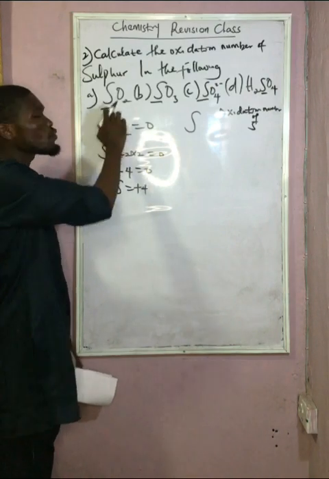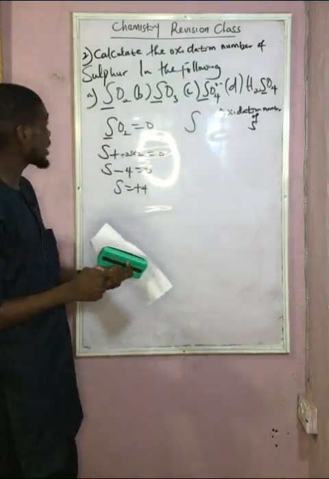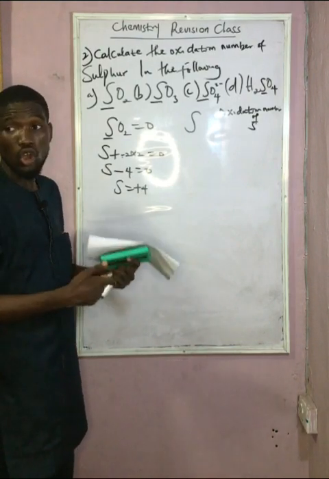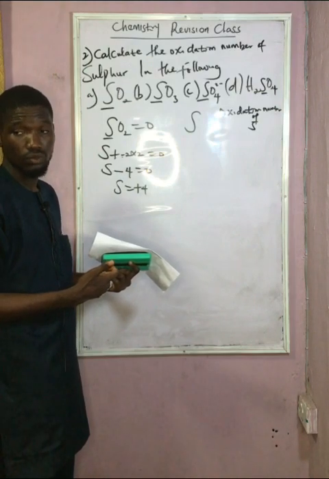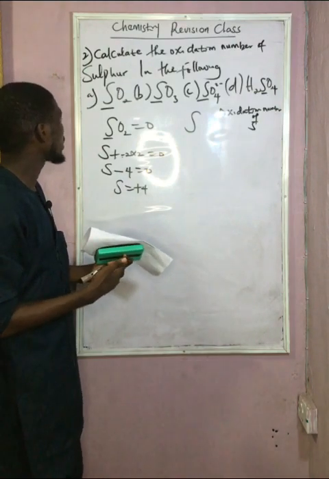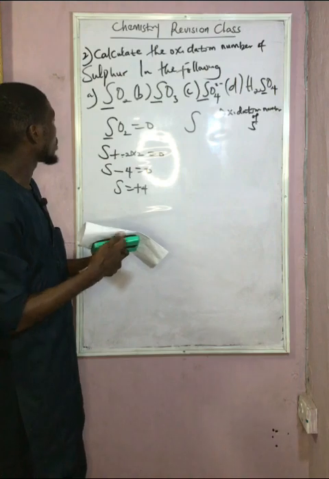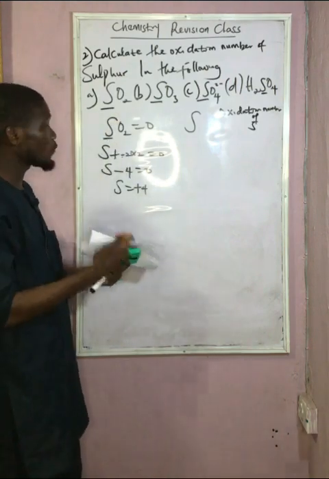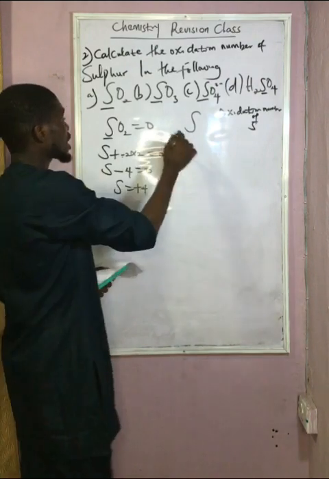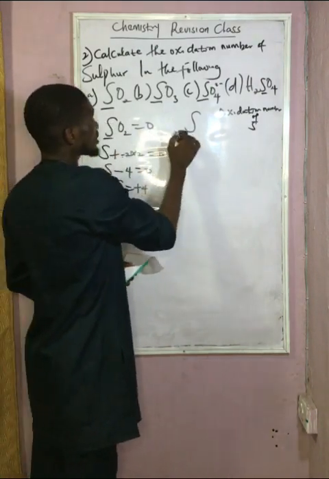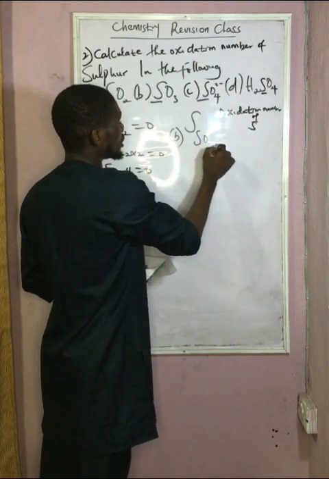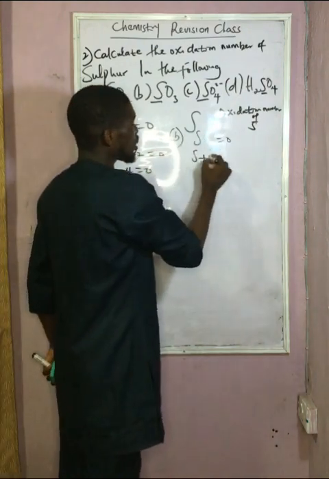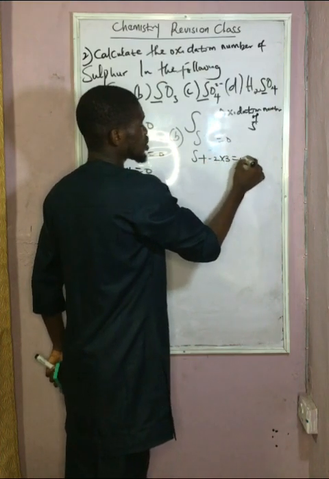Plus 4. So if we are to name this compound, we can say sulfur dioxide, or we can say sulfur 2 oxide, or sulfur 4 oxide. So guys, the second one, B, I have SO3. This compound is equal to what? 0. So S plus -2 times 3 is equal to 0.